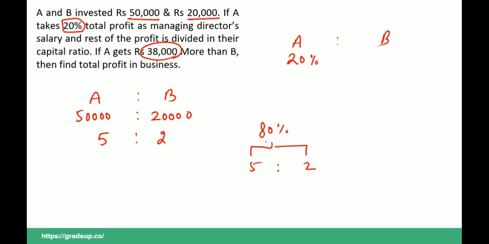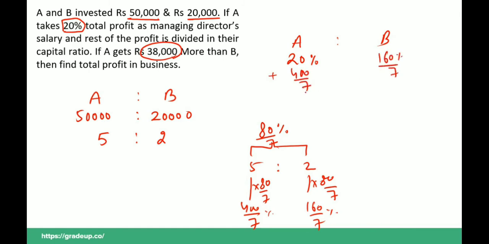All right. Now I will distribute this. No problem. 5 to 7. 80 by 7. This is what? 400 by 7. This is what? 160 by 7%. So the share of A is 400 by 7, and the share of B is 160 by 7. So on adding, I will get the total share 540 by 7, 160 by 7.